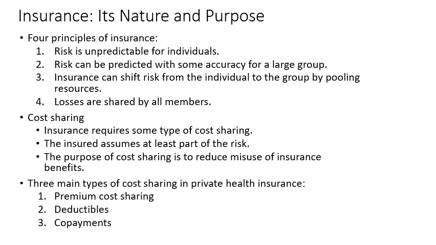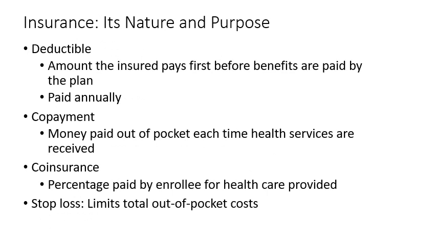Three main types of cost sharing in private health insurance: 1. Premium cost sharing. 2. Deductibles. And 3. Co-payments. Deductible is the amount the insured, that means the person with the health insurance, pays first before benefits are paid by the plan. So if you have a deductible of $5,000, you must pay $5,000 first for your health care before your health insurance says, okay, we can start paying for it now.